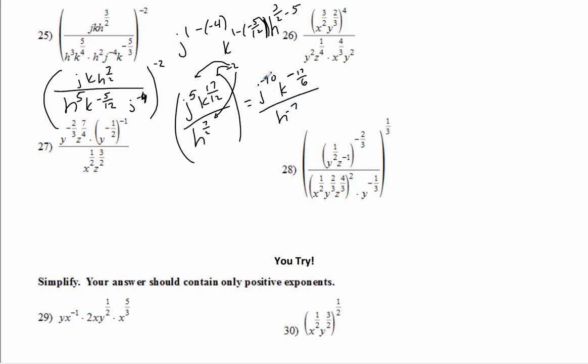You notice my negatives, everything is negative, so that means everything is going to change positions. My j is now in my denominator, so that's 10 in there. My k becomes -17/6, now it's +17/6 in my denominator. And my h is -7, which goes to my numerator as +7. So there you go. That is your answer for number 25.